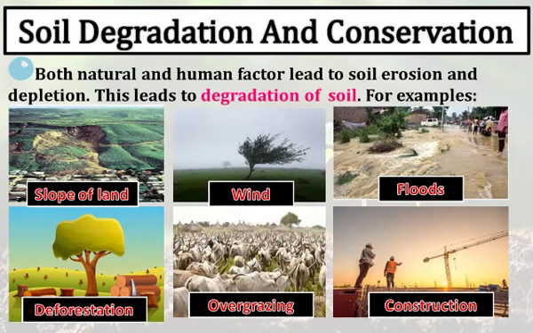Soil degradation and conservation. Both natural and human factors lead to soil erosion and depletion. This leads to degradation of soil. Soil erosion is the carrying away of topsoil due to physical factors like slopes of land, wind, and floods, and human factors like deforestation, overgrazing, construction, and mining.